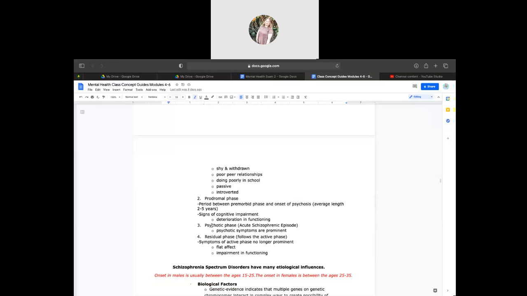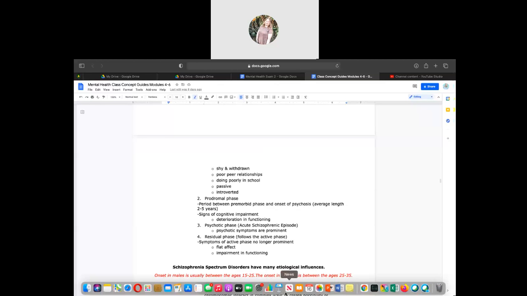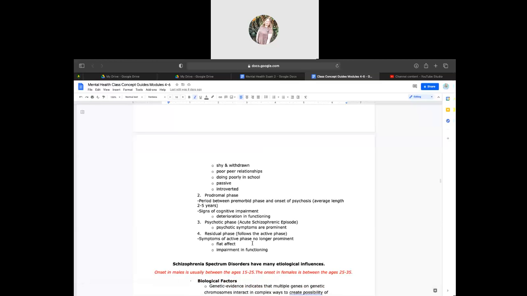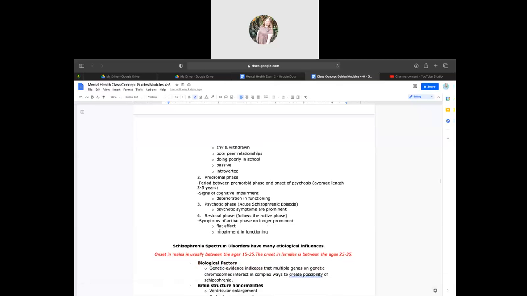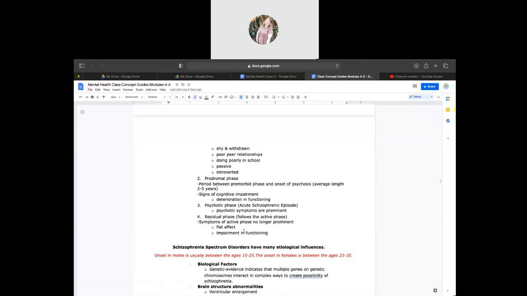And then stage 3 is when they're going to have that first psychosis occur. So they might have a hallucination or delusion. They might be hearing or seeing something that's not there. They might have a command to do something that's often not very good. And then residual is when the symptoms of the active phase are no longer present. They're going to be very flat, or they're going to have functioning impairments.